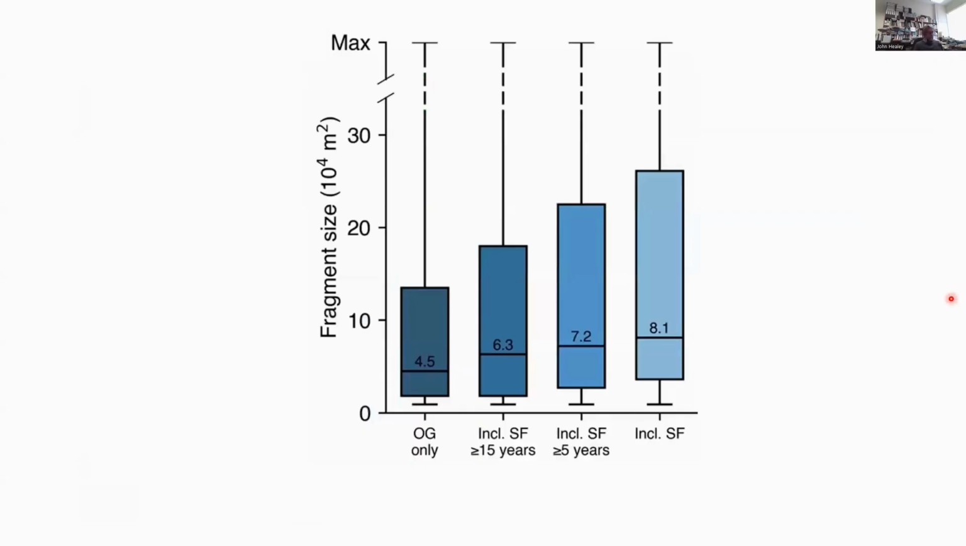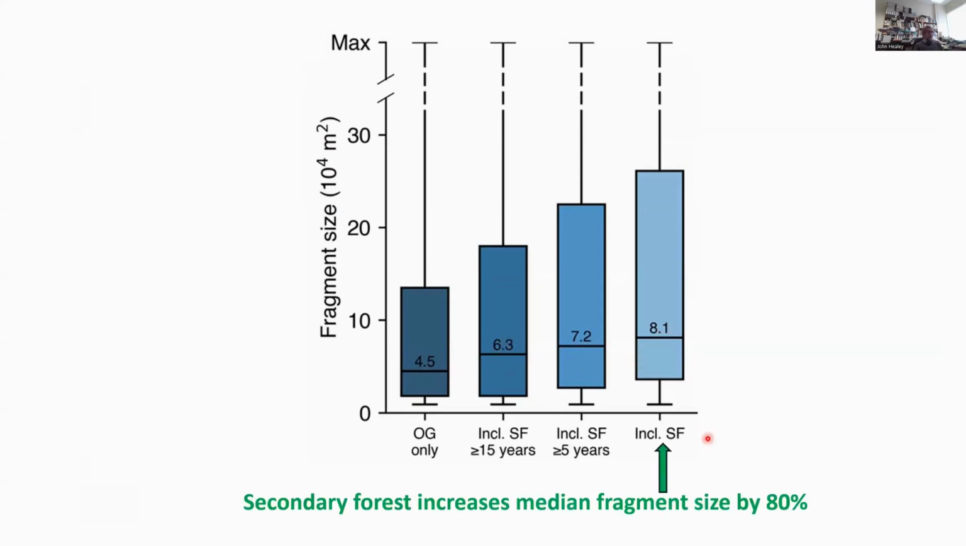Another way this analysis can be used is to show the size of each fragment in rather confusing units here of 10,000 square meters. Of course, that's still much less than a square kilometer, but this is the fragment size in 10,000 square meters. Old growth only, there's about 4.5, that is 45,000 square meters, as the median size of each of those fragments throughout the Amazon. And as we add in just older secondary forest or all secondary forest, it's increased the median fragment size by 80%, from 4.5 to 8.1 times 10,000 square meters.